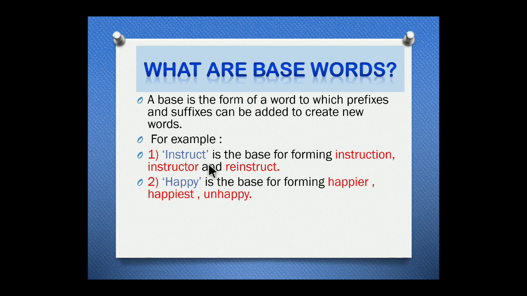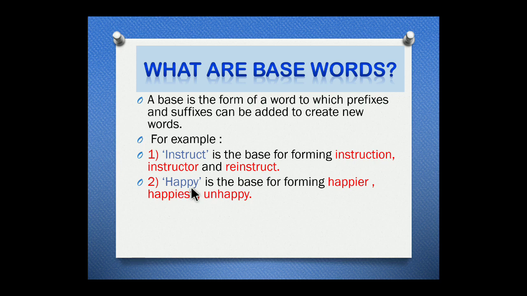If you make use of instruct as a base form, you can form instruction. If I add ION at the end, it becomes instruction. So instruct is my base word and I am adding ION to form a new word. In the same way, if I add OR to instruct, it will become instructor. And if I add RE, it will become re-instruct. So what is the base of all these new words? Instruct.